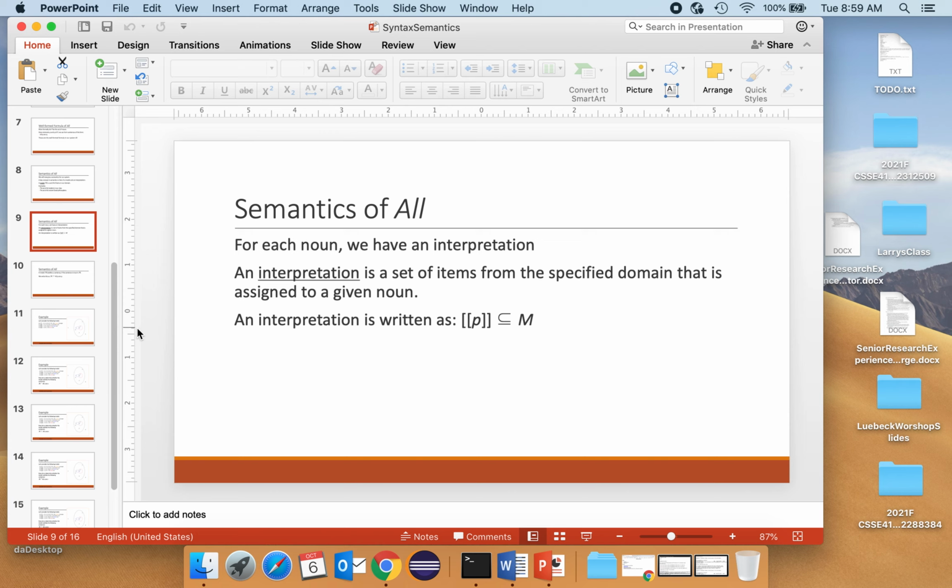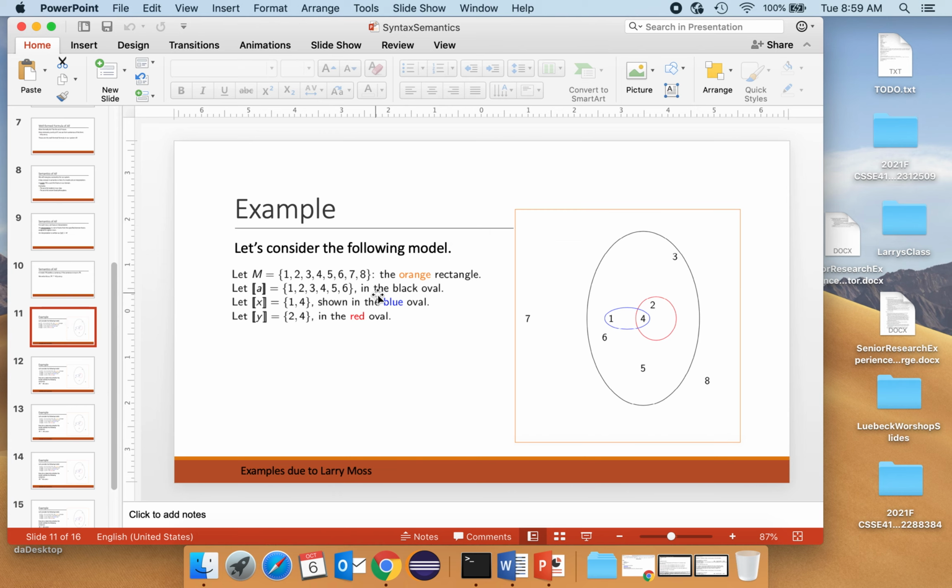These are certain subsets. It turns out that A is the black oval over here. So it consists of the items 1, 2, 3, 4, 5, and 6. The blue oval is a subset, 1 and 4, and the red oval is a subset, 2 and 4. Let me back up. Some nouns have more than one item from our domain in them.